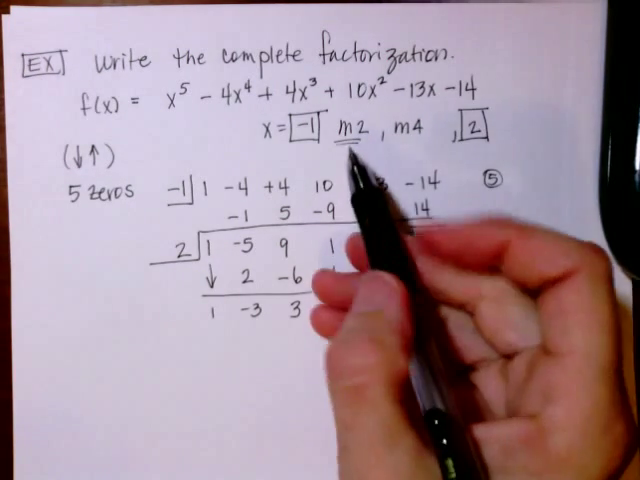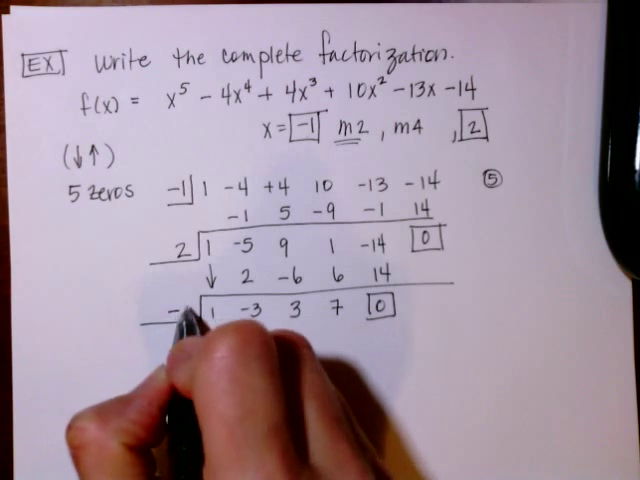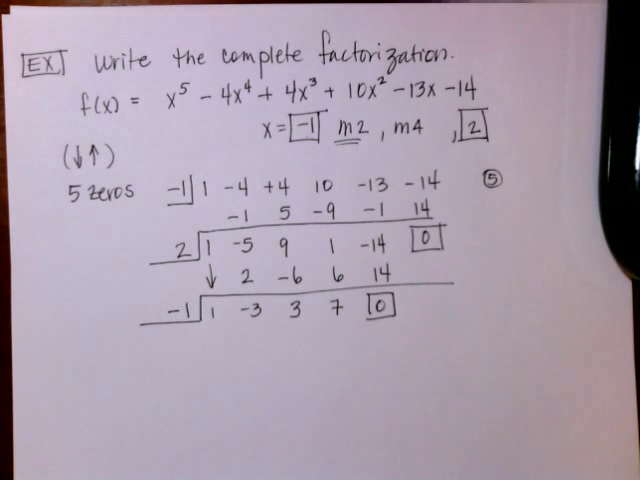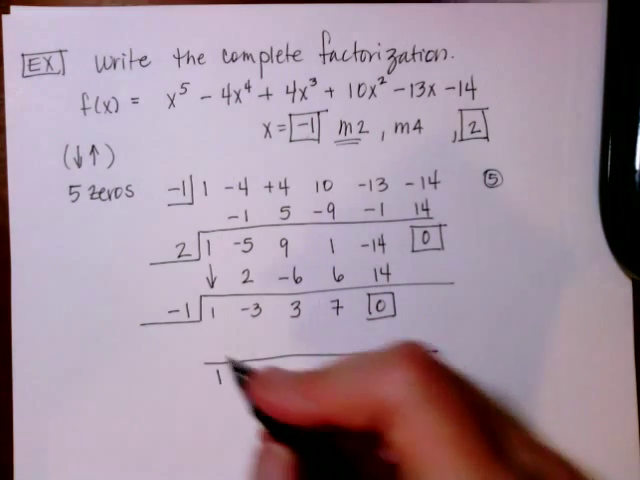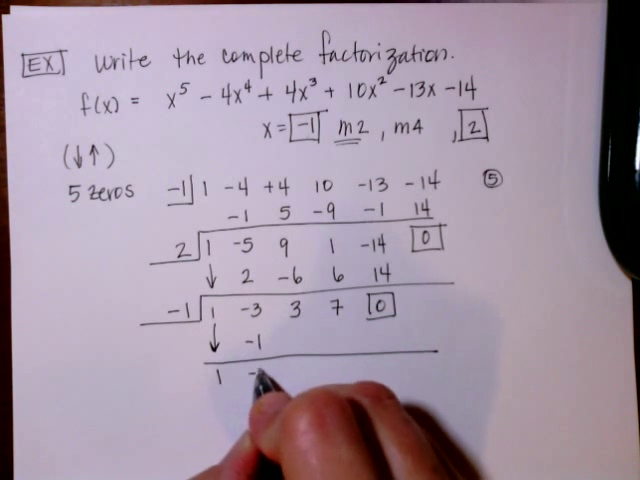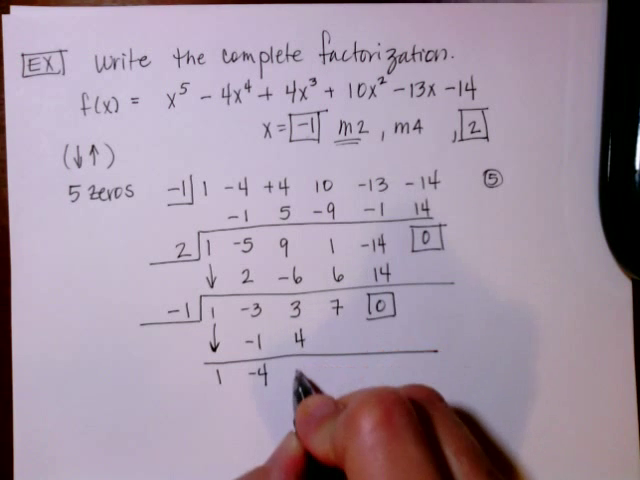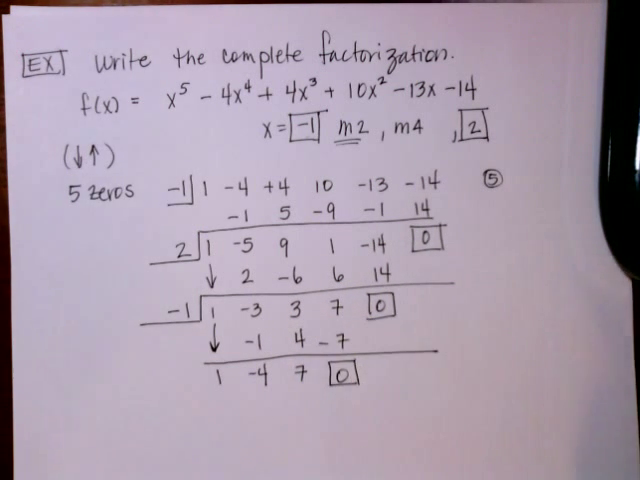So now I'm going to go back and pick up another one of those negative 1s, because remember we said it had a multiplicity of at least 2. So we're going to do division again. I'm going to do another negative 1. Bring down my first term right here. So I have a negative 1, negative 4, positive 4, 7, negative 7, 0. Well, that was pretty handy.